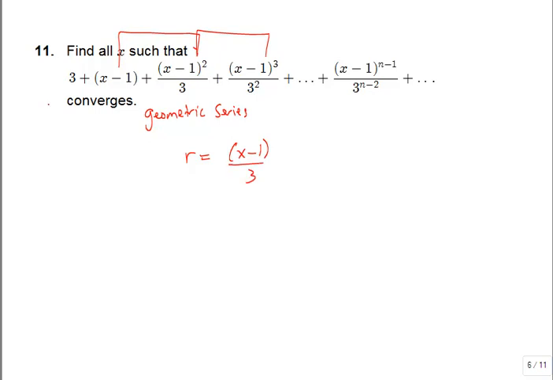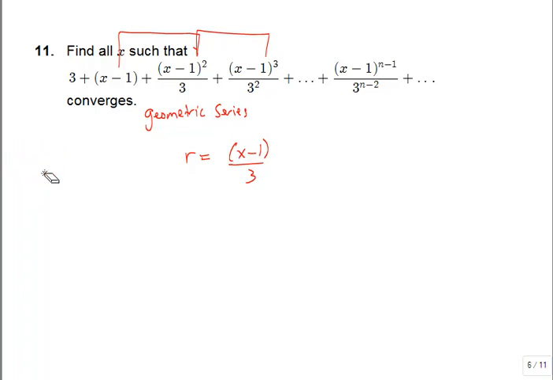And if you verify that, this first term 3 times x minus 1 over 3, the 3's cancel, which is why you just get an x minus 1 by itself for that second term. And then if I multiply that by an x minus 1 over 3, you get this. If I multiply this by x minus 1 over 3, I get x minus 1 cubed over 3 squared, and so on. So it does work. We do have the right r.